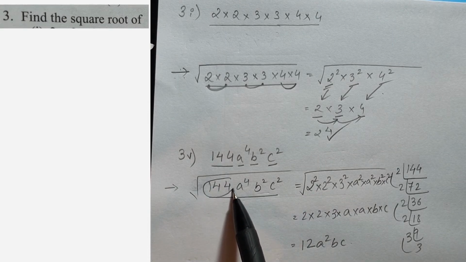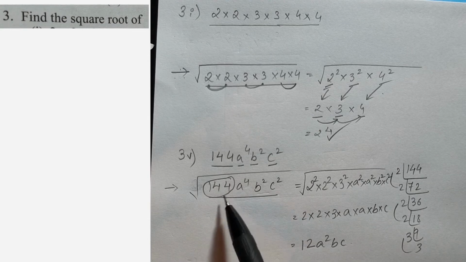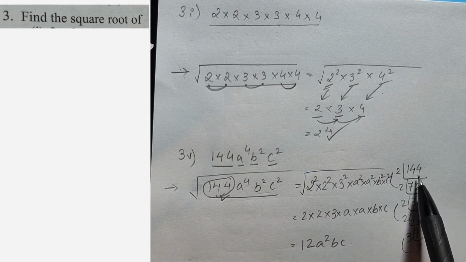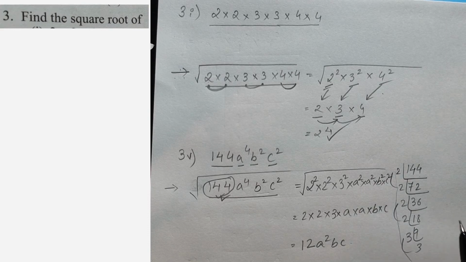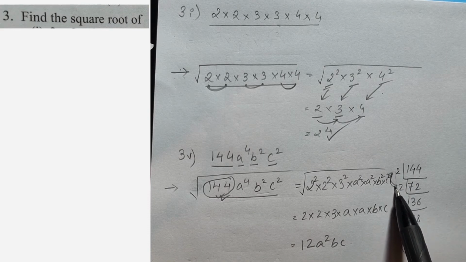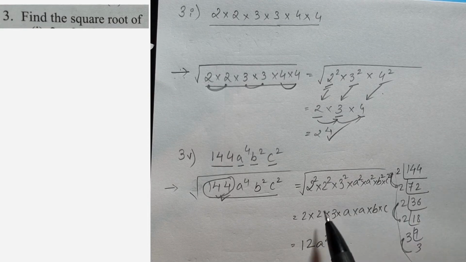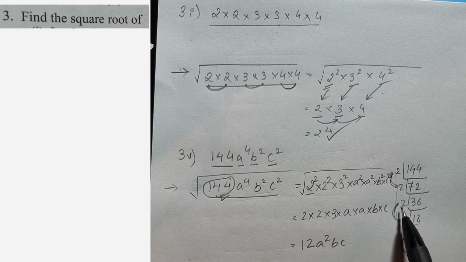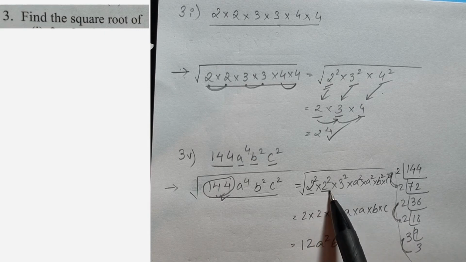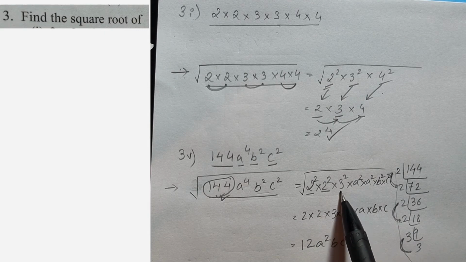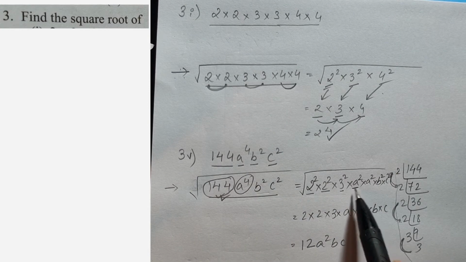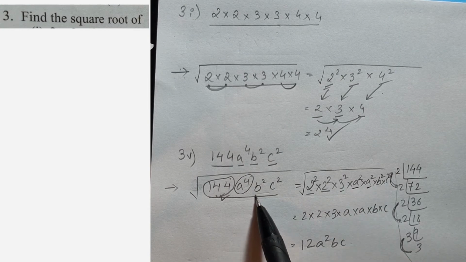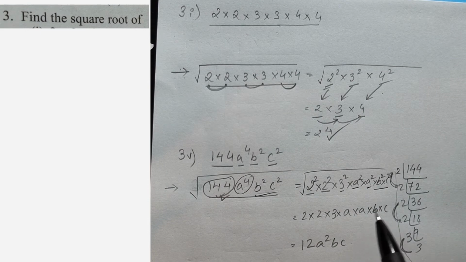here the prime factors are not given, we'll have to prime factorize 144. So if you prime factorize 144, you get this number. Okay, so you make a pair, so 2 2 2 2 and 3 3. Now 2 into 2 means 2 square, then this 2 into this 2 means again 2 square, 3 into 3 means 3 square. A to the power 4 can be written as a square, a square. Now b square, c square can be written as they are.